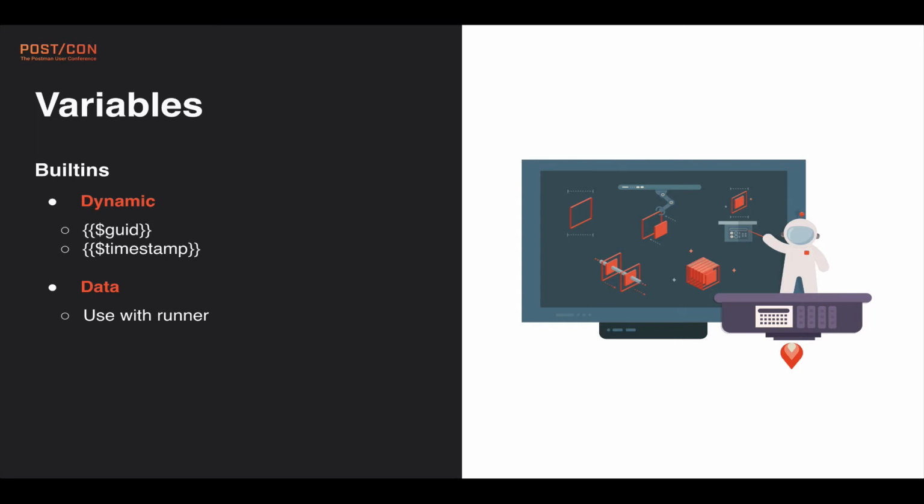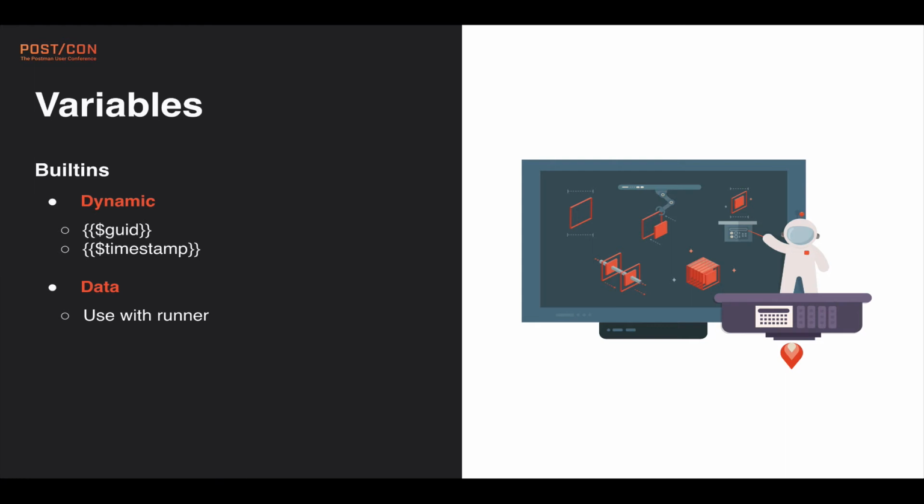One example of this would be the GUID variable, which you can use with the double curly syntax and $GUID. What this will do is resolve to a random GUID before your request is sent, which means every time you send the request, you'll get a different GUID. We also have the timestamp variable, which you can use with the double curly brace syntax, $timestamp. This will resolve to a timestamp representing the time at which the request was sent.